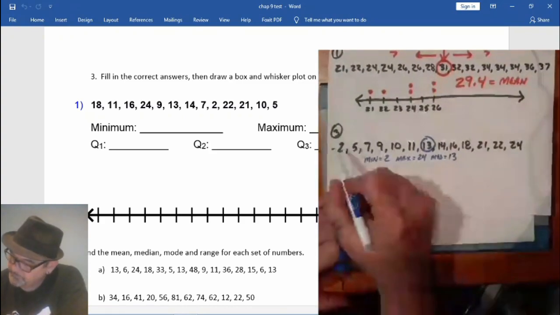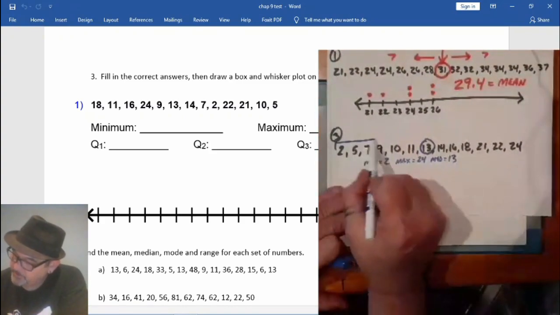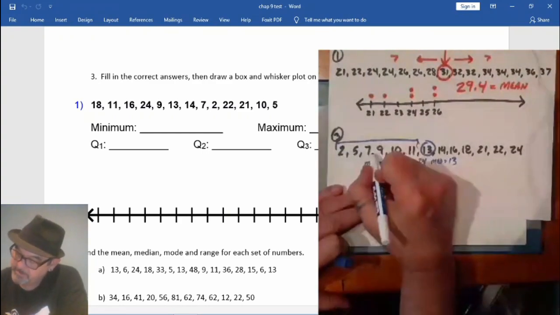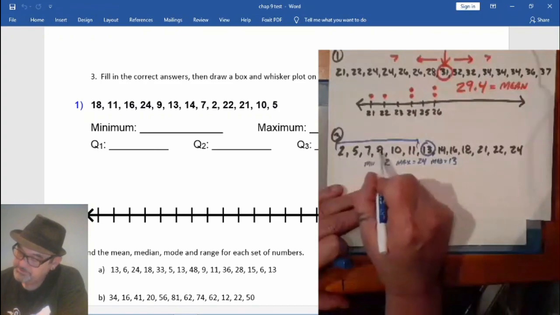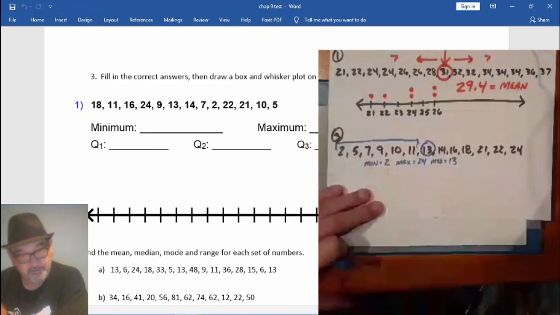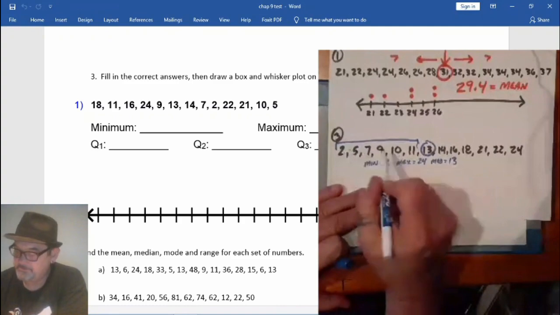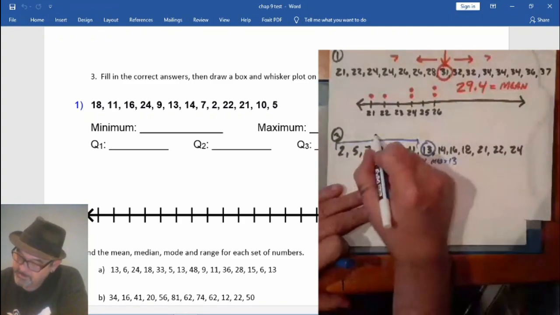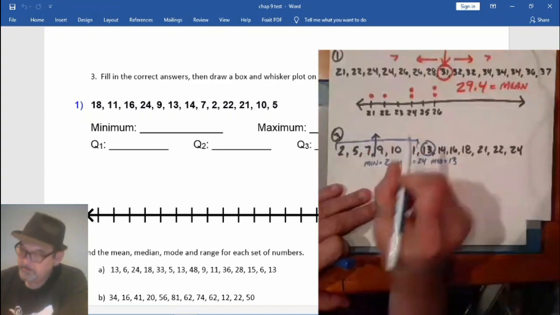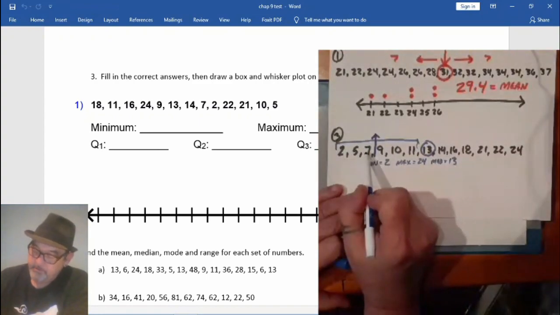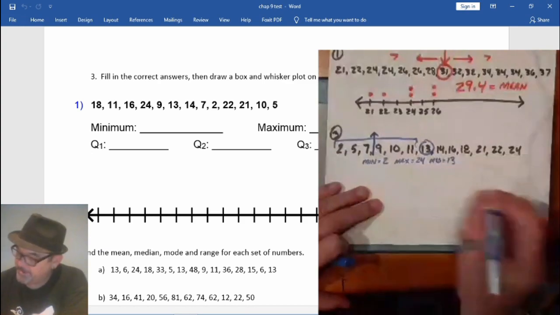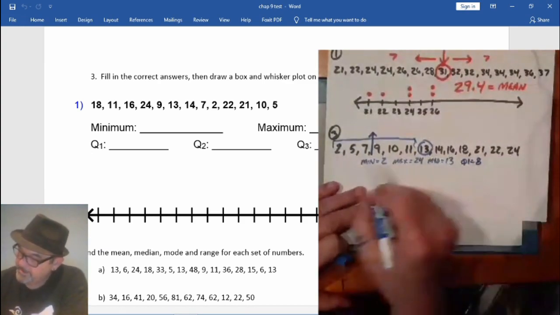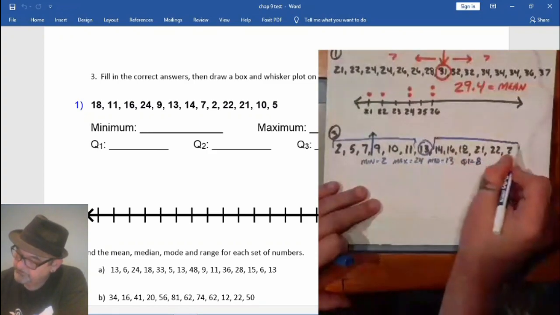Quartile 1, that is the median of the lower half. There are 1, 2, 3, 4, 5, 6. So our median is going to fall between numbers 3 and 4. When I say 3 and 4, I'm talking about position 3 and position 4. So this is the 3rd number. That's the 4th number. My median is in between. So what falls in the middle between 7 and 9? Well, that would be 8. So Q1 is 8.